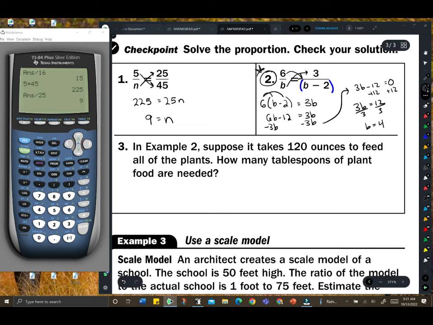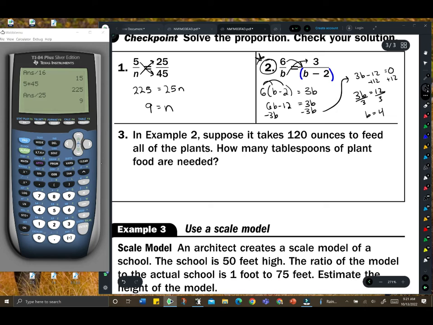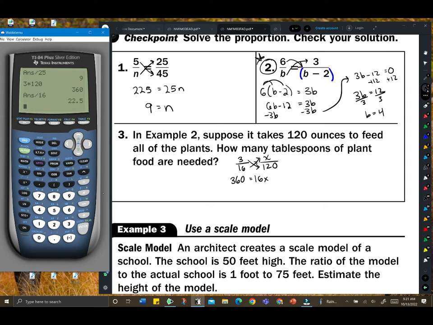Example 2: suppose it takes 120 ounces to feed all the plants. Let's look back at the original ratio, 3 to 16, is equal to the unknown tablespoons over 120. Cross multiplying, 3 times 120 is 360, equal to 16 times x. Divide that by 16, and we get 22.5 is equal to x, or 22.5 tablespoons.